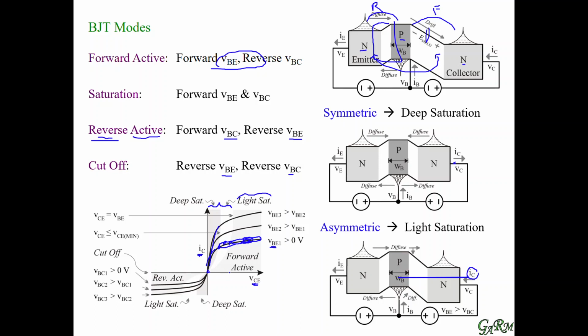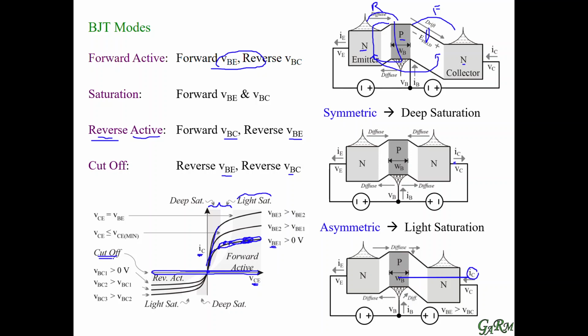Now, cutoff is when we reverse bias the base collector junction and the base emitter junction. And as a result, across that region, what we see is that the current is zero. So this x-axis actually describes the cutoff region.